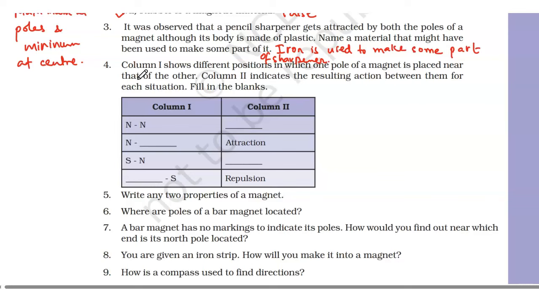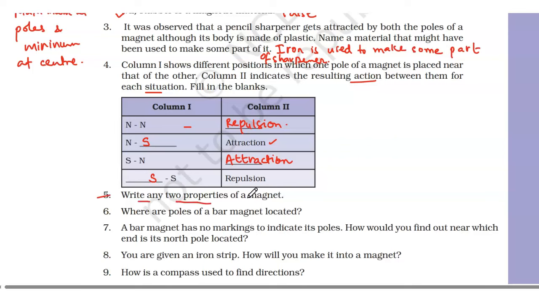Question number 4. Column 1 shows different positions in which a pole of a magnet is placed near that of the other. Column 2 indicates the resulting action between them for each situation. Fill in the blanks. Now you see, if two north poles are placed facing each other, then what will happen? Repulsion. Like poles repel. Now, in column 2, you can see attraction. Attraction can only happen if opposite poles are facing each other. So here, south pole will be the answer. North, south. Again, here, south, north, unlike poles. So the answer in column 2 will be attraction. Column 1, again, it's repulsion. So here, it will be south pole. Okay? Clear?